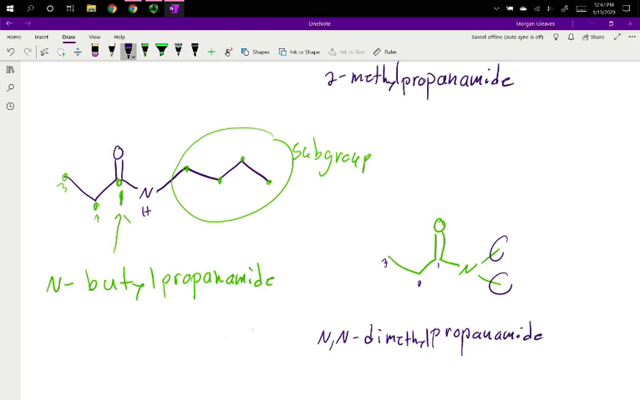And so amide naming is you name the carbon chain that has the carbon that is under the double bond oxygen and attached to nitrogen. And then anything else coming off the nitrogen is named as a subgroup attached at the nitrogen position. And so your primary, your secondary, your tertiary amides, this is the process for naming.